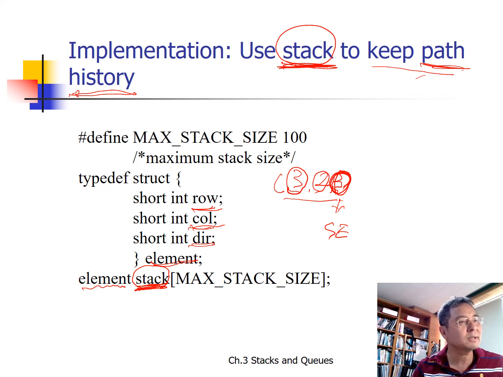Why must we use a stack? That's because there are some endpoints. So if we meet an endpoint, we must go back, or backtrack, to the previous locations. In that situation, we must apply the stack operation, pop. Okay, so that's the reason why we use a stack data structure to keep past history in mazing problems. Okay, we will go on now.